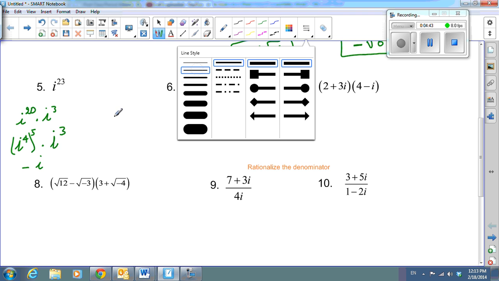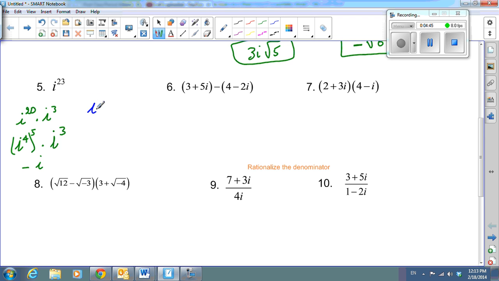Another way of doing it will be to say i to the 23 is i times i to the power of 22, which is i squared raised to the power of 11, because if you take one i, you're left with 22. Now, i remains i. i squared is negative 1. Negative 1 raised to an odd power is negative 1, giving you again negative i. So it's up to you how you get there. The most important thing is to get to the right answer.